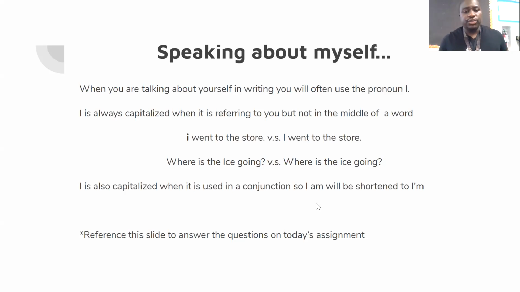Let's move on to conjunctions. So I is also capitalized when it's used in a contraction to combine two words. So for example, if someone asks me, "Hey, Mike, where are you going?" "I'm going to the store." I am. I'm going to the store. So I'm going to combine that. And even though the I isn't technically by itself, because it's a contraction, it still kind of is, right? So you're still going to treat it like it's by itself, and you're going to capitalize that I.